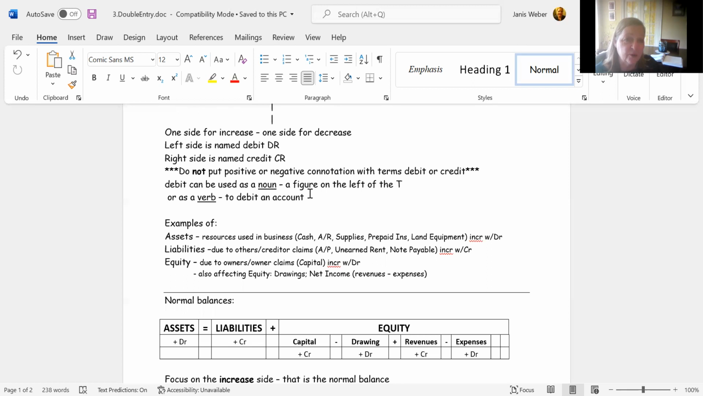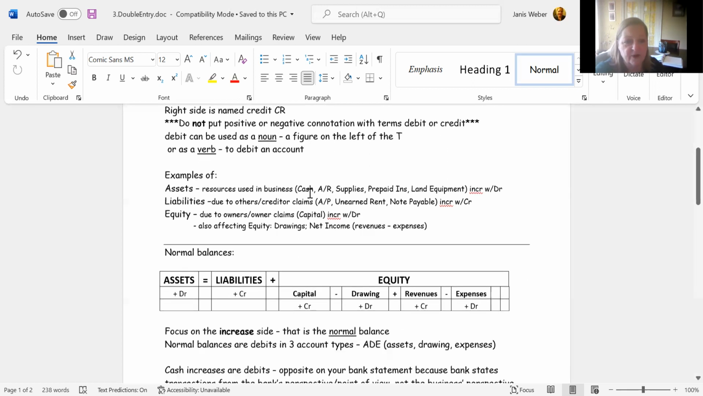But the ones that decrease equity, because your equity is actually going down, are the expenses that you're paying out and the drawing that you're paying out to the owners, where you pay back some of the equity to them. So those two increase with a debit because they decrease equity. All right, so look at this graphic that I've got here.